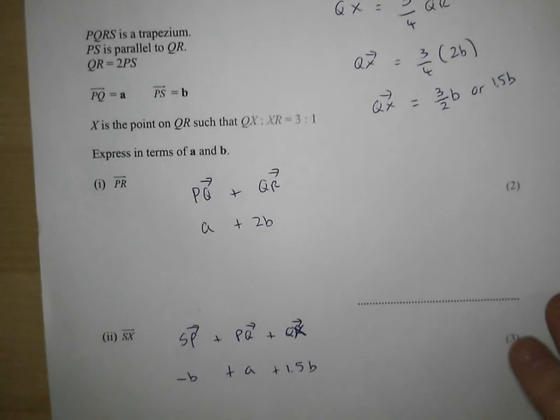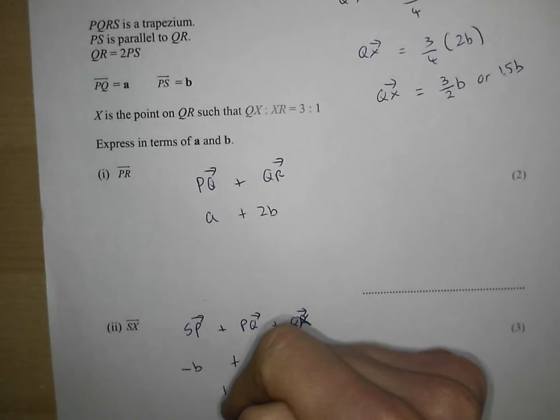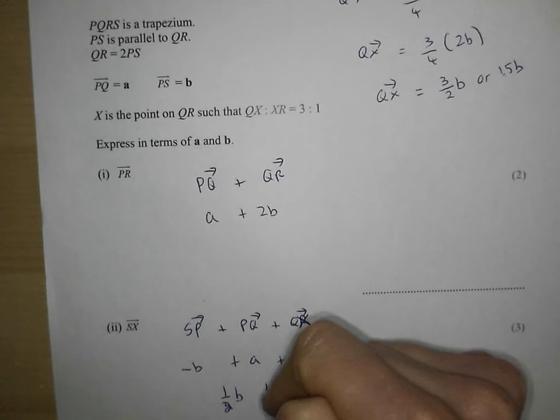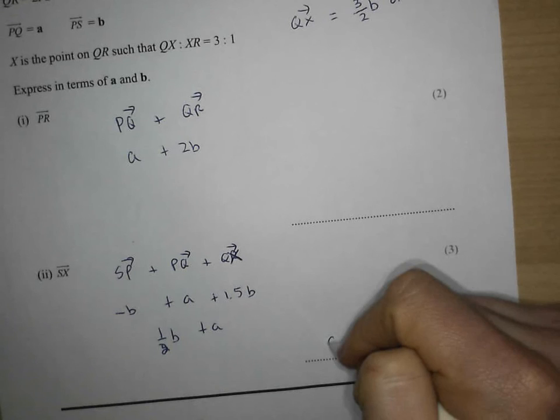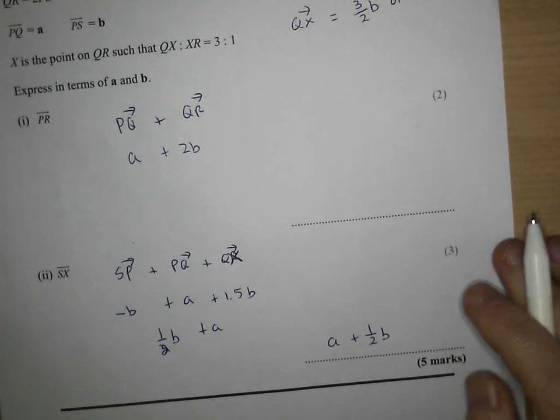And now all I've got to do is tidy things up. I've got minus B, add on 1.5 B's. So I've minus 1 whole B plus 1.5 B's. I think that's just going to leave me with a half of a B, or 0.5 B's. And then I've got positive A. So I end up with, and you write it however you want, A plus a half B, or half B plus A, or A plus 0.5 B, or so on.